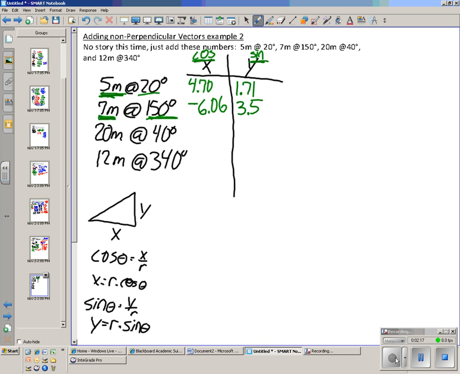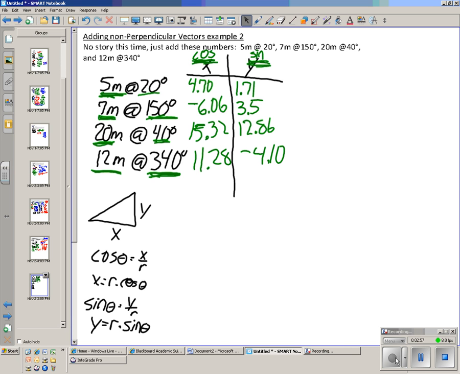These are all things you'll need to do with your calculator. It's not like you can do them in your head. 20 cosine 40 is going to be 15.32, and then 20 sine 40 is going to be 12.86. Finally, 12 cosine 340 is going to be 11.28, and then 12 sine 340 is going to be negative 4.10.